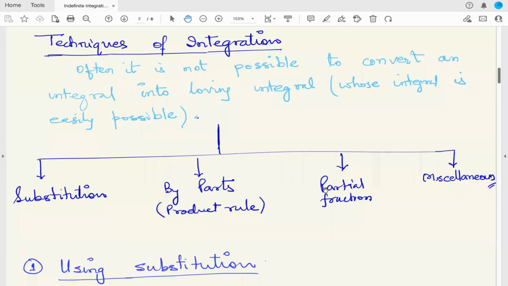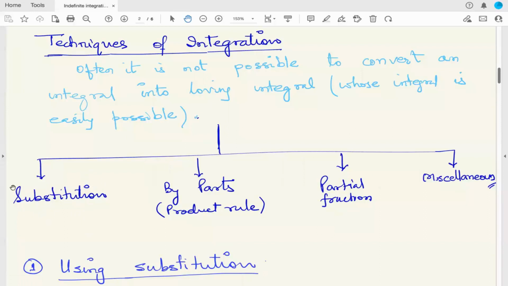Basically, sometimes in a question the given integrand is not in our loving form. So we use these techniques to convert it into our favorable integral, which we know how to integrate. So these are some techniques of integration. We name the first one substitution.